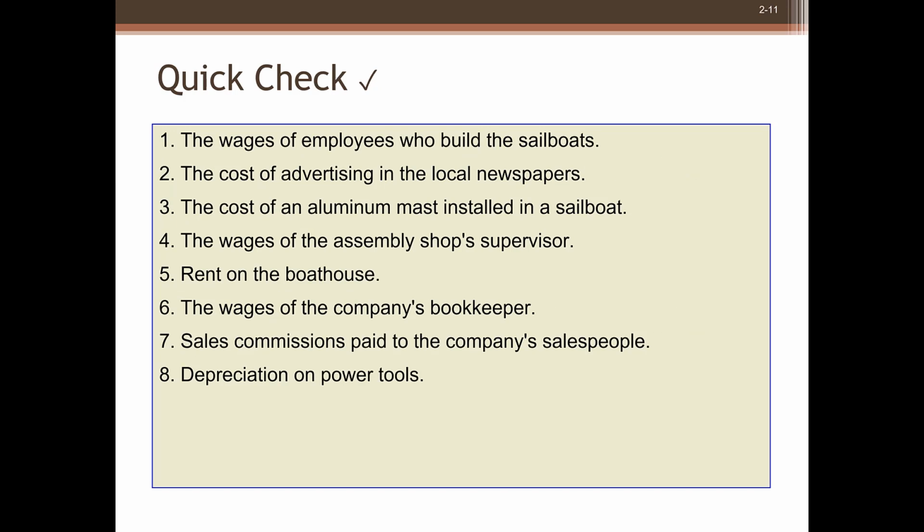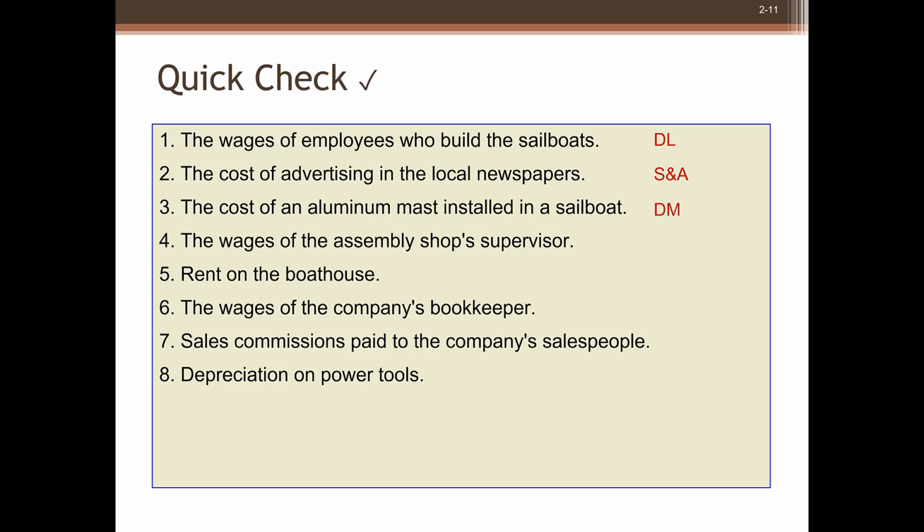Let's take a look at them one by one. Number 1. The wages of employees who build the sailboats. This is direct labor. Employees directly touch the product. Number 2. The cost of advertising in the local newspapers. Advertising is a typical selling cost, so this is classified as selling and administrative costs, S&A. Number 3. The cost of an aluminum mast installed in the sailboat. This is direct material, which can be directly traced to a product.